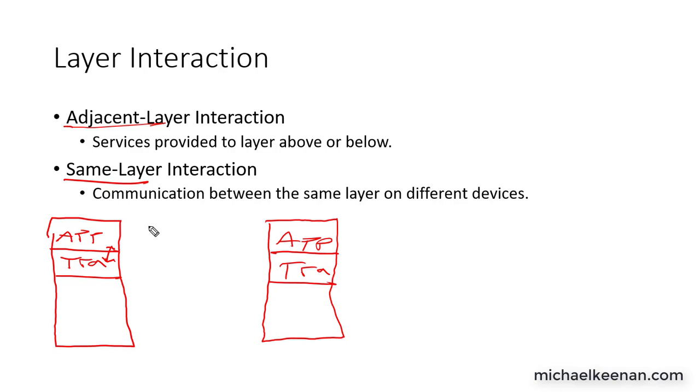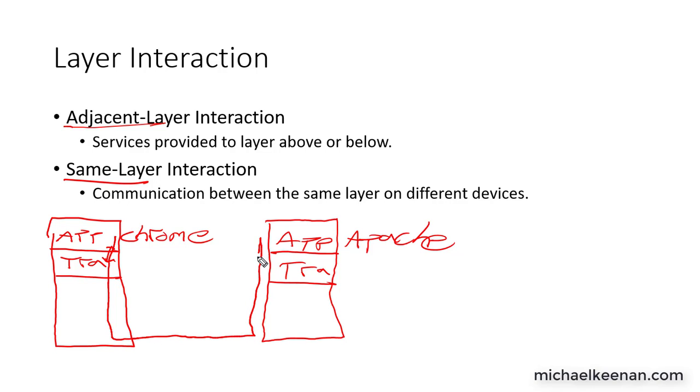So same layer interaction deals with communication between different devices. For example, the application over here is going to be, we'll use Chrome web browser. And the application over here, we'll say this is a web server and he's running Apache. These are two different types of software, but they're used to communicate back and forth to each other, and they do that at the same layer across devices. So what's going to happen is it's going to go down the protocol stack, it's going to get sent over the wires, it's going to come up and talk to the other application and go back the same way which it came. So that's how layer interaction works.